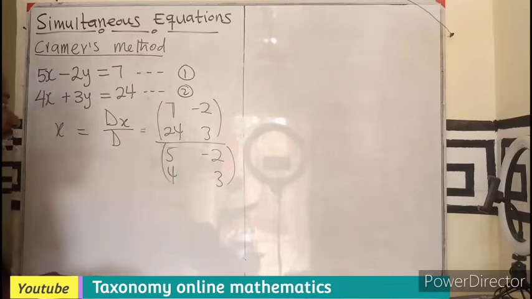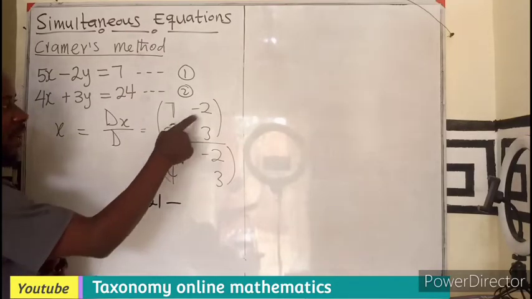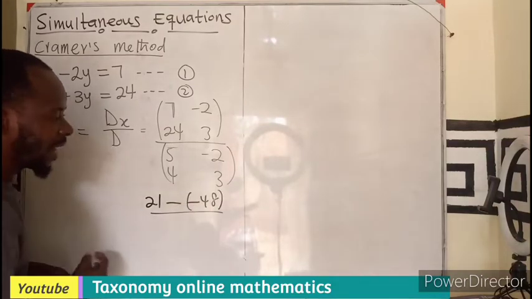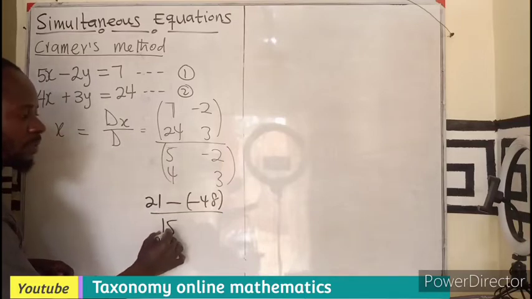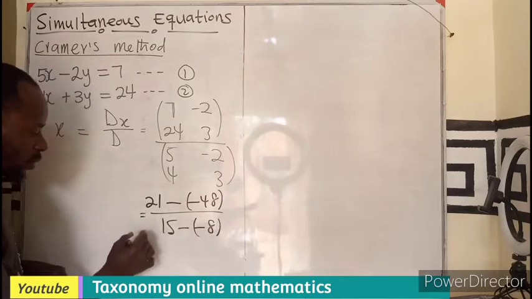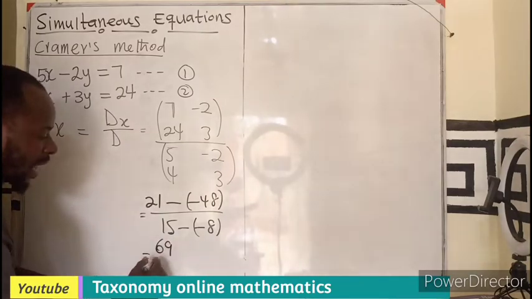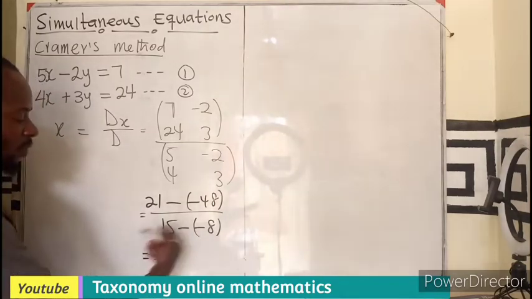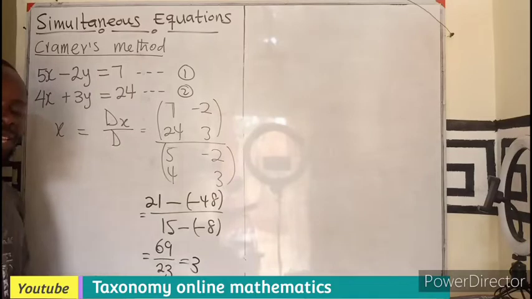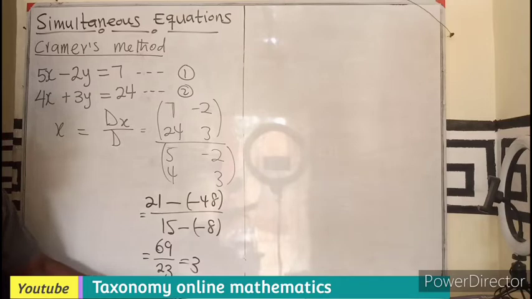So we know this is going to be leading diagonal, and that will give us 21 minus the other diagonal, which will be minus 48, all divided by leading diagonal 15 minus the other diagonal, which is 8. So what do I get from here? This will become plus. So I'll have 69 over 23. I believe 3 times this will give us that. It means your x value will be 3. The value of x will be 3.